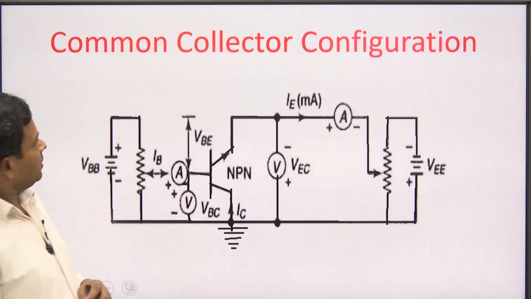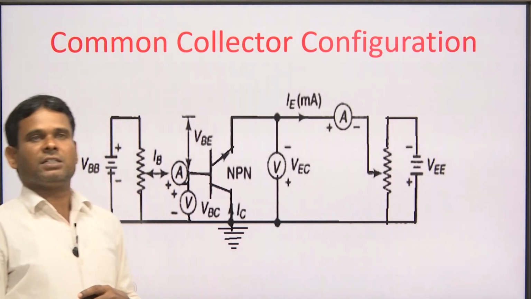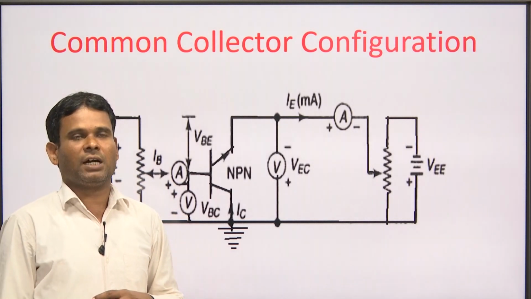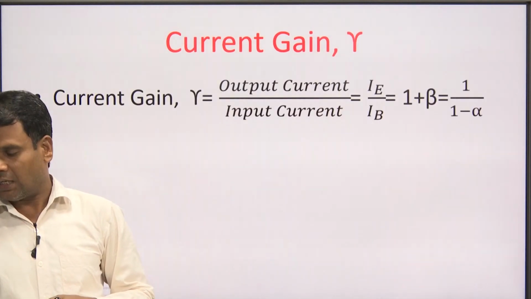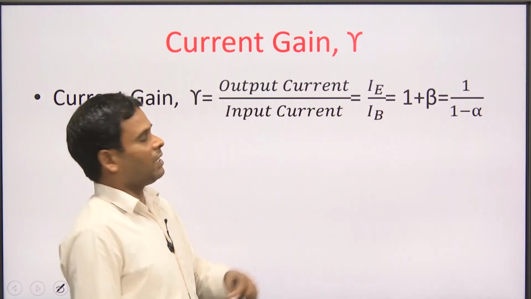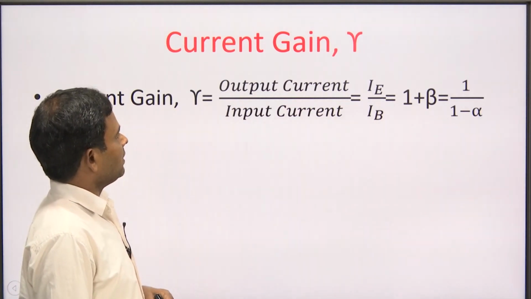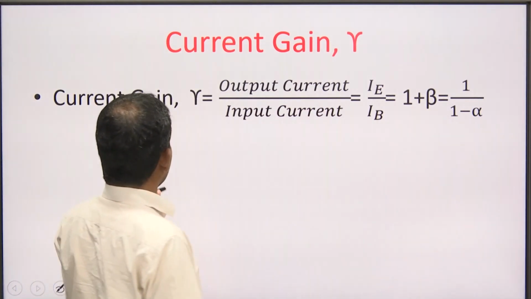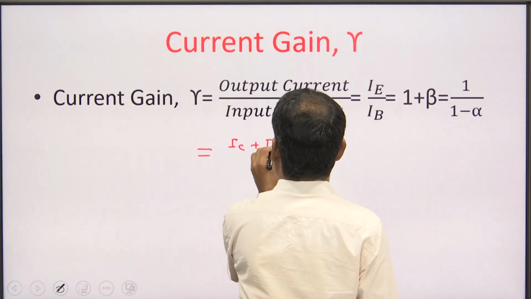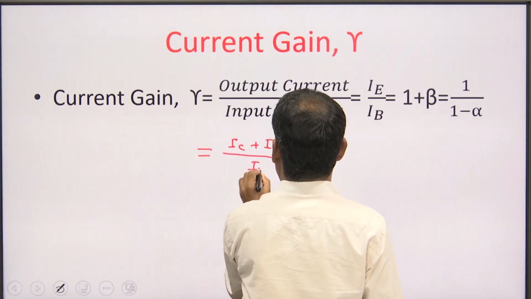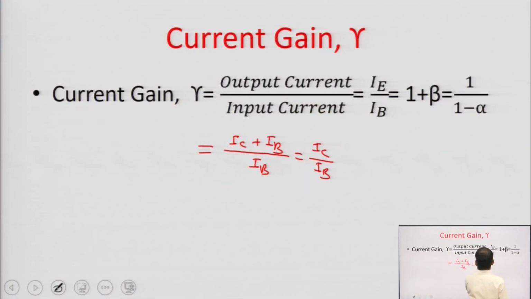Now, since the output terminal is the emitter terminal, the input terminal is the base terminal, and the collector terminal is common with respect to input and output, I have to define the current gain of common collector configuration. The current gain is denoted by gamma, and it is defined as output current upon input current, that is IE upon IB. Now, IE can be written as IC plus IB, upon IB. This will be equal to IC upon IB plus 1.